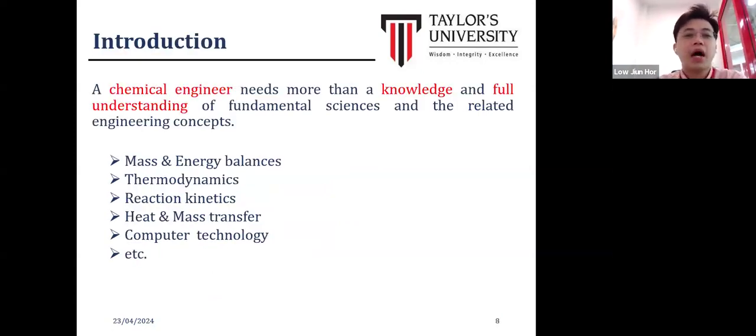So now, as I told you just now, as a chemical engineer, you need to know how to apply the knowledge that you learn in other modules, for example material and energy balance, mass transfer, process control, and separation process. You need to know how you can apply this knowledge and integrate it together in order to come up with a chemical plant design.